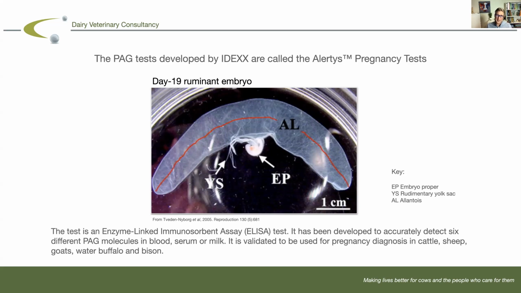And remember, none of these molecules are produced until the embryo is firmly attached to the uterine wall and a healthy placenta has been established. And that's important, because if we were detecting some of those chemical messages that are produced at day 11 or 12, we might get too many false positives.